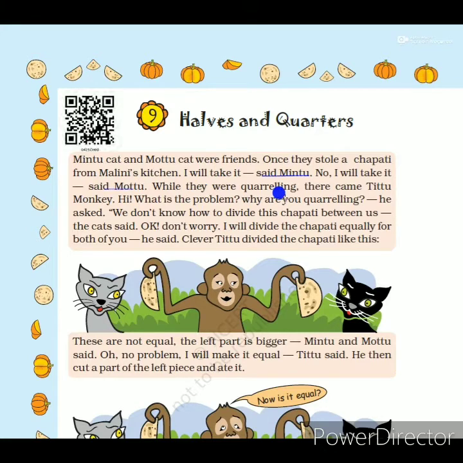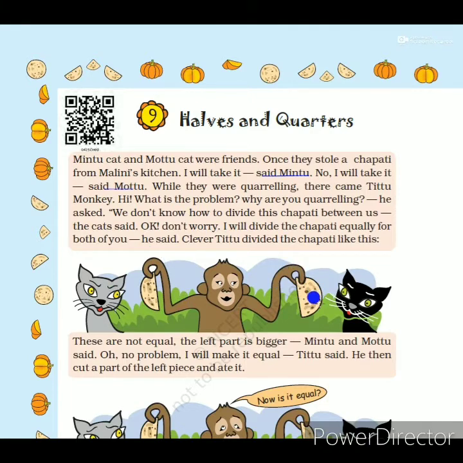While they were quarreling, there came Titu Monkey. Hi, what is the problem? Why are you quarreling? he asked. We don't know how to divide this chapati between us, the cats said. Okay, don't worry. I will divide the chapati equally for both of you, he said. Clever Titu divided the chapati like this.